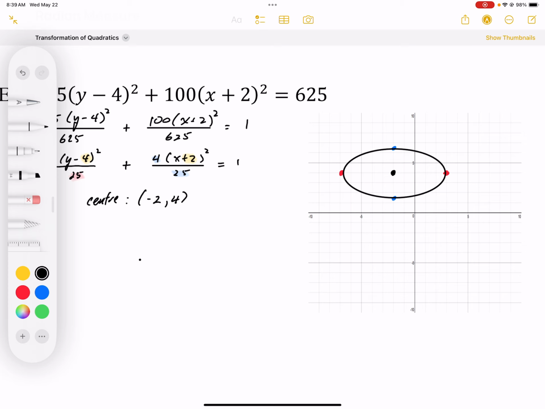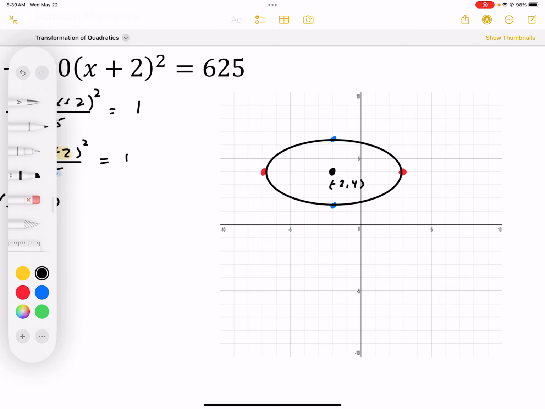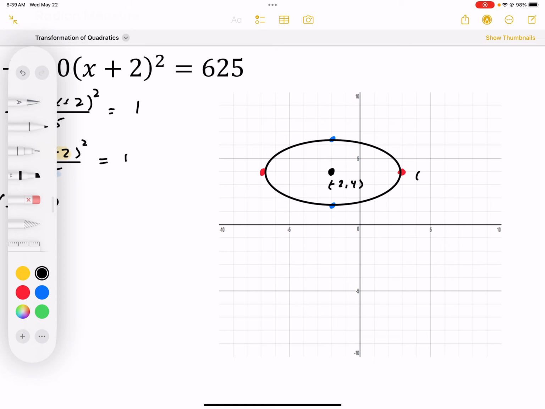Okay, so that's our ellipse. Our center is located at -2, 4. Our vertex, we have 3 and 4 on the left, on the right. We're going to have a coordinate of -7, 4. At the top, we have -2, 6.5. And at the bottom, we have -2 and 1.5.